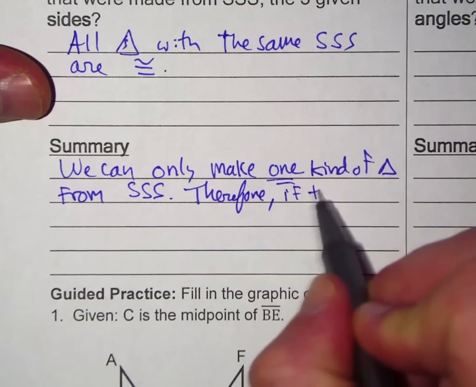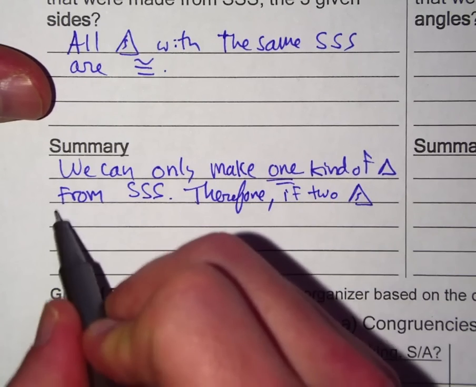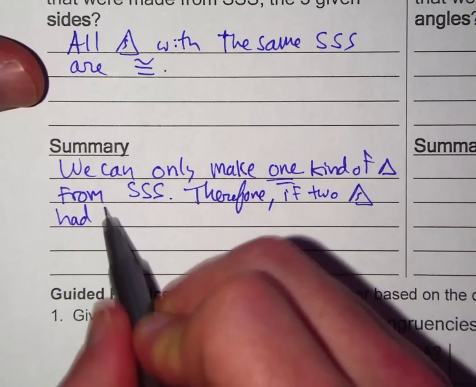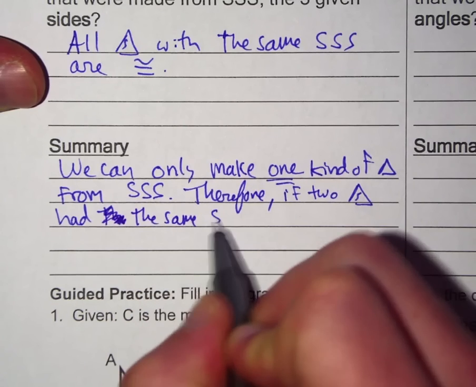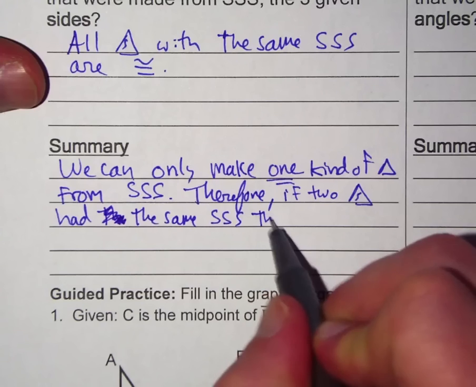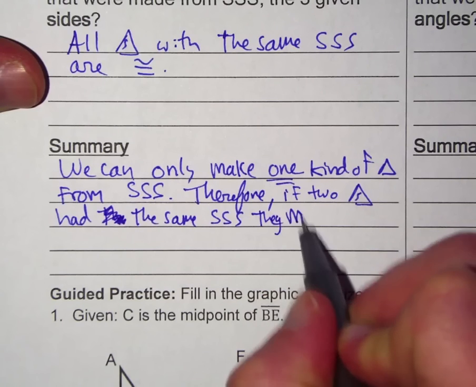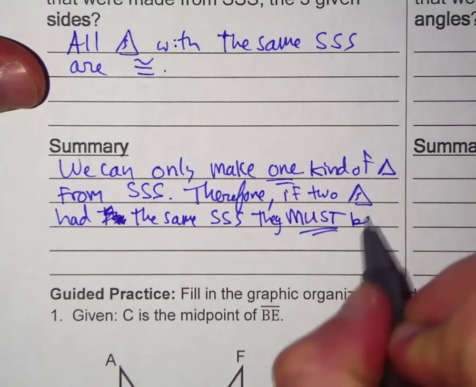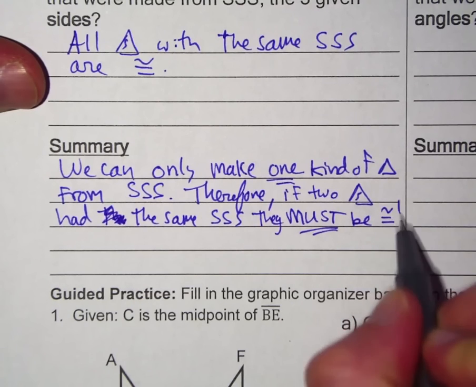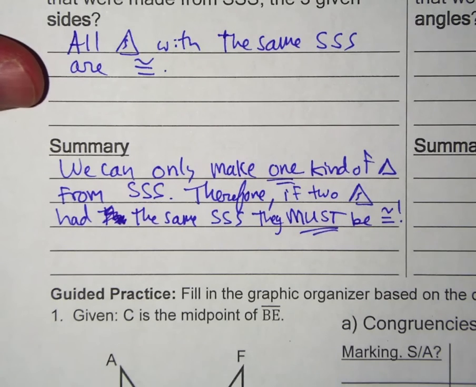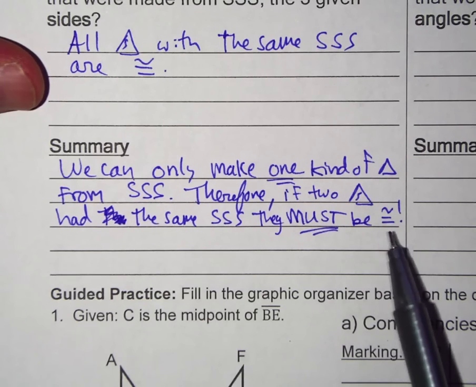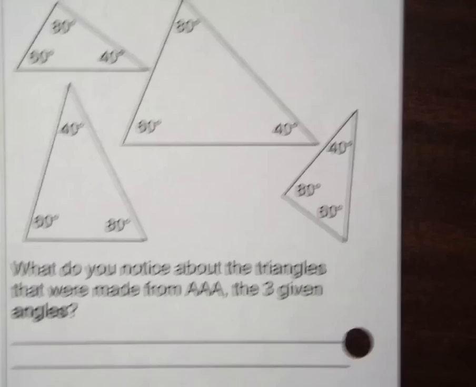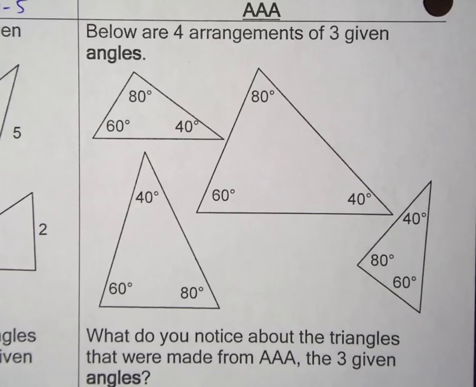Therefore, if two triangles had the same sides, they must be congruent. Think about it. If you can only make one kind of triangle from three sides, and you've got two triangles with those three sides, then your two triangles are congruent. Let's look at a different situation. And isn't that previous one nice because we don't have to look at all 6 parts? Only 3 parts. Here's another one.